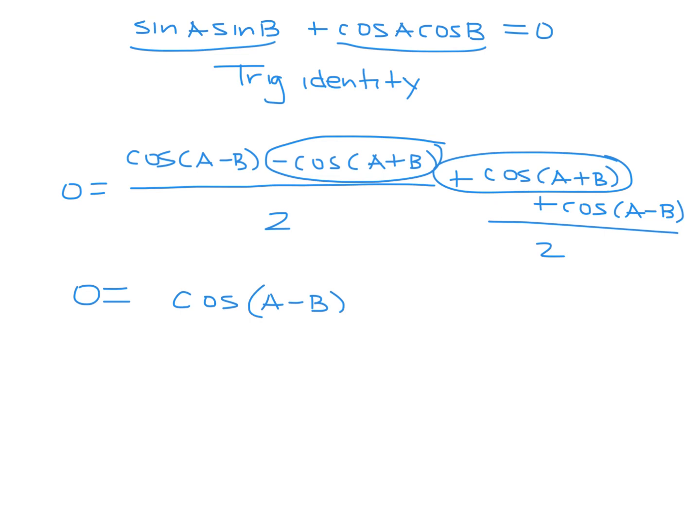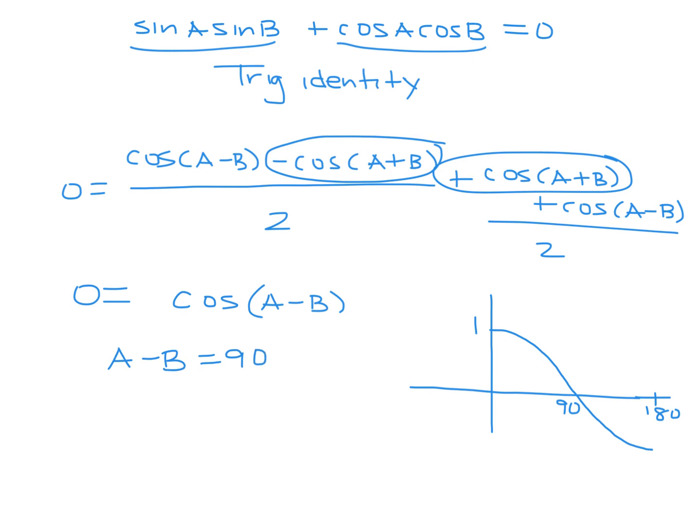So just if you remember the simple graph of a cosine, it's easy to figure out just from the graph alone. You don't need a calculator. This is 90 degrees and this is 180. That it's 0. The cos of something is 0 in this range when that something is 90. So that means A minus B is equal to 90 degrees.